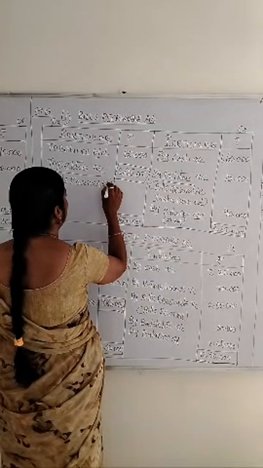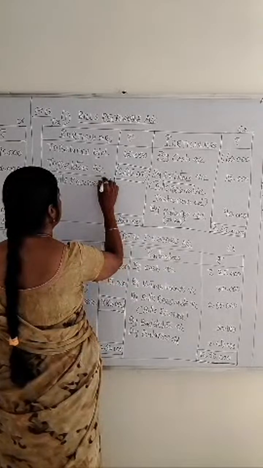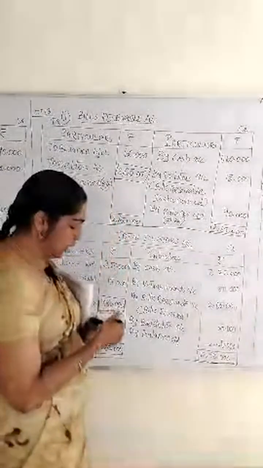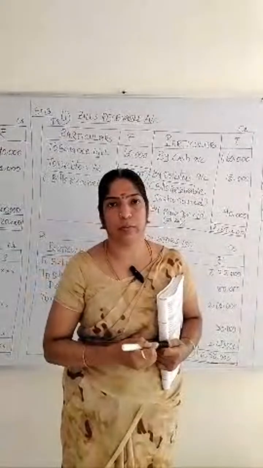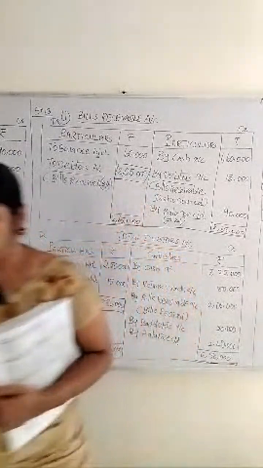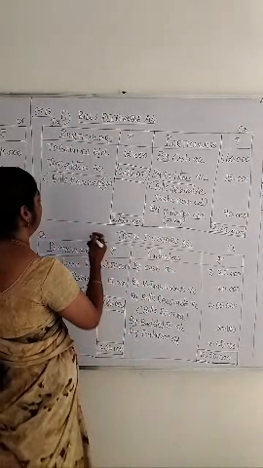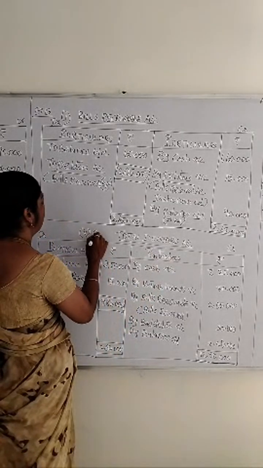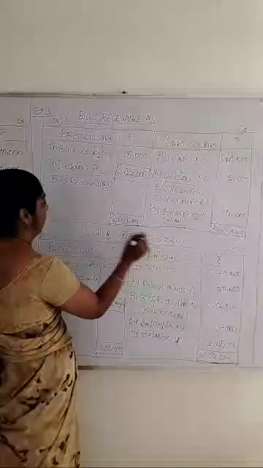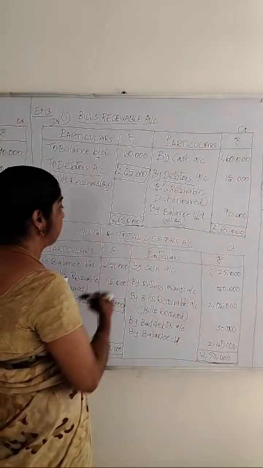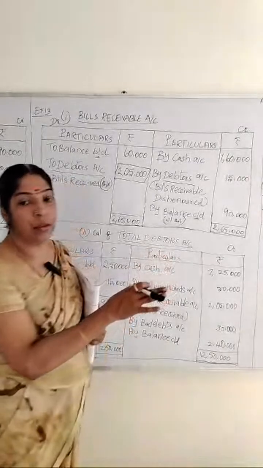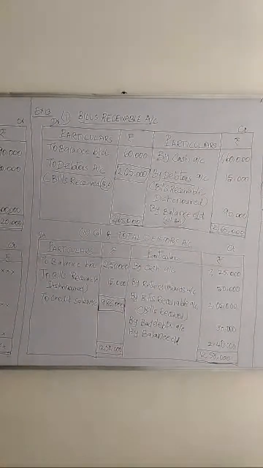Balancing figure means the bills receivable received from the total debtors account. Okay. So now what we have to do? The second calculation. What is the second calculation? Number 2, calculation of total debtors account. I explained the format of the total debtors account clearly in previous classes.